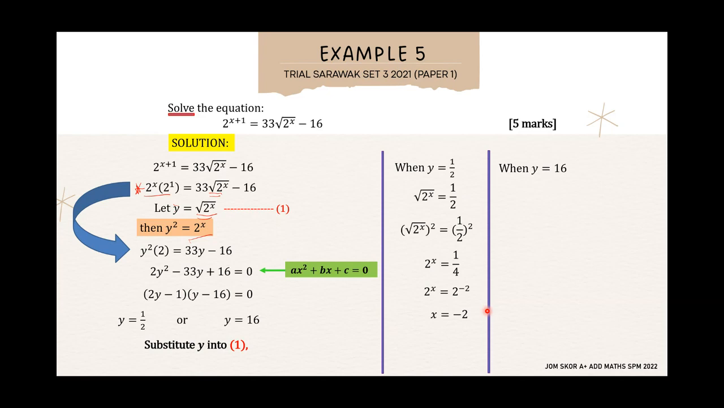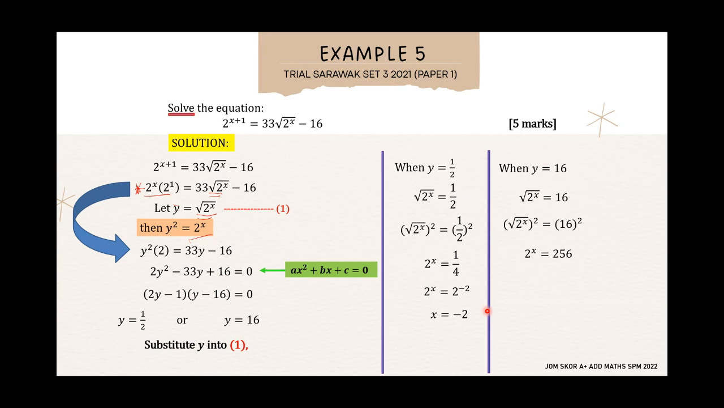Kita akan repeat balik step yang sama. When y is equal to 16, square root of 2 to the power of x is equal to 16. Okay, right, on your left hand side, kita ada square root. Nah, hapuskan square root, kita squarekan. So, kita akan dapat 2 to the power of x square is equal to 16 square. Okay, so simplify lagi, kita akan dapat 2 to the power of x is equal to 256.